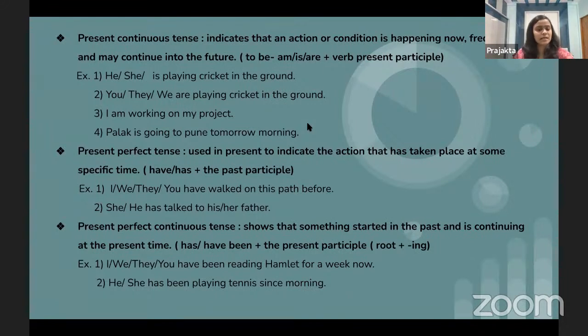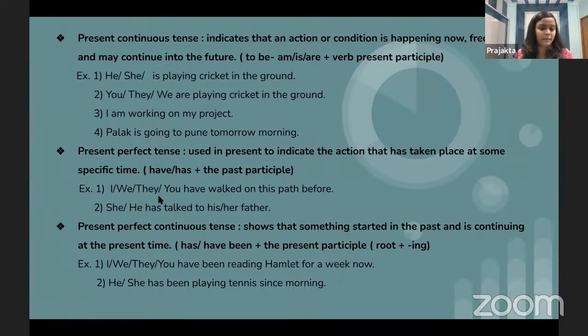See the next tense, present perfect tense. So what are the uses of this tense? Used in present to indicate the action that has taken place at some specific time. Okay, so specific time, but it is not mentioned at which time. Okay, we can say unspecific time because we can use specific time, or we cannot use the specific time also. See this example.